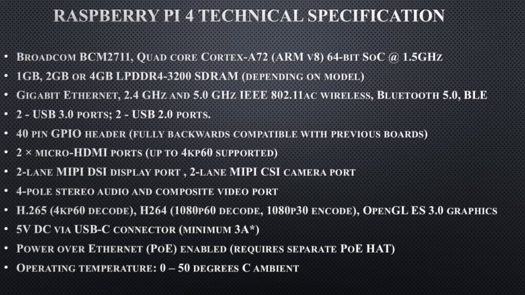Let us understand some features which make Raspberry Pi 4 a unique development board among all other Raspberry Pi family members. The first one is its processor. It has a BCM2711 processor from Broadcom, which works at 1.5 GHz speed, and it is a 64-bit processor. Another important part is that Raspberry Pi 4 has 3 variants, that is 1 GB, 2 GB and 4 GB RAM. It has gigabit Ethernet, 2.4 GHz and 5.0 GHz Wi-Fi, and Bluetooth.